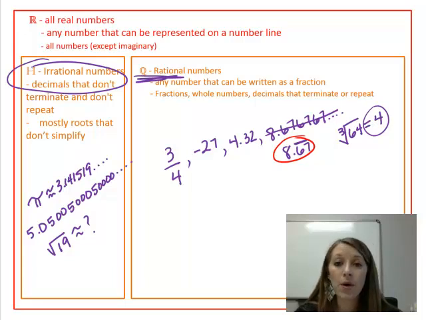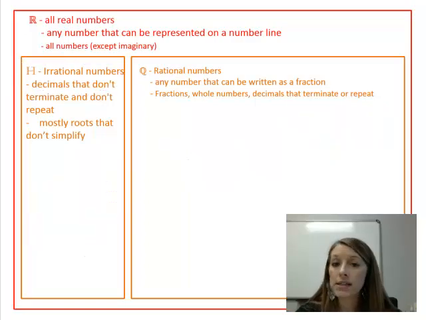So hopefully at this point I've clarified what rational numbers are and what irrational numbers are. So I guess that means it's time to split our Russian dolls apart again, or split our math boxes into smaller groups.